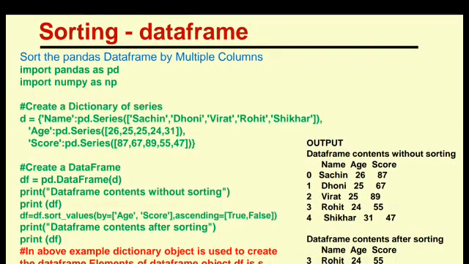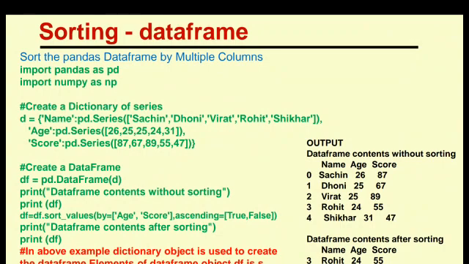d is equals to curly bracket, in single quotes name is our column, colon pd.Series, small bracket, square bracket, inside we will write some names and close square bracket, small bracket, comma. Second column is 'age', colon pd.Series, small bracket, square bracket, and ages, close both the brackets, comma. Third column is 'score', colon pd.Series, small bracket, square bracket, and scores, and close both the brackets. Earlier we started the curly bracket, at the end we will close the curly bracket.